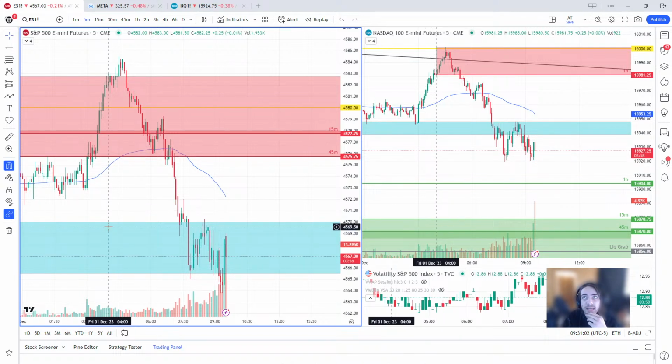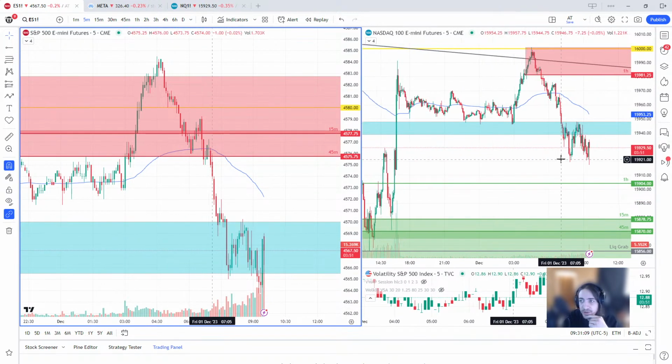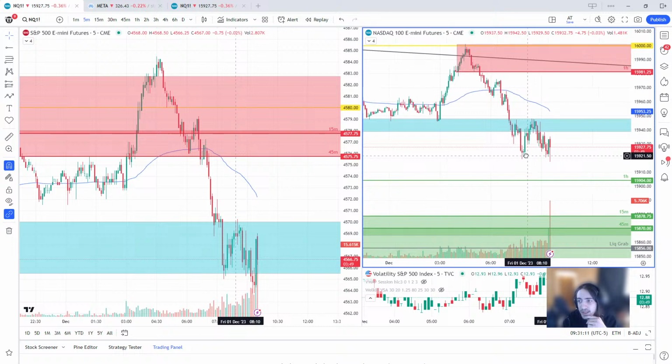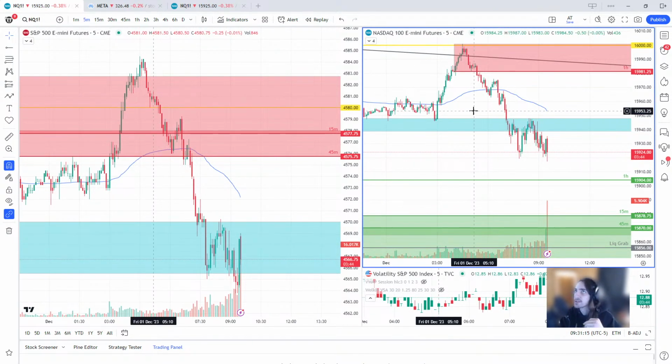Apple with some strong selling. Microsoft with a nice pop along with Meta. Yeah, and I'm staying patient here. I'm not taking any trades. I only trade at my zones and at my levels. We do have this area of interest that I'd maybe consider, but I'm staying patient.